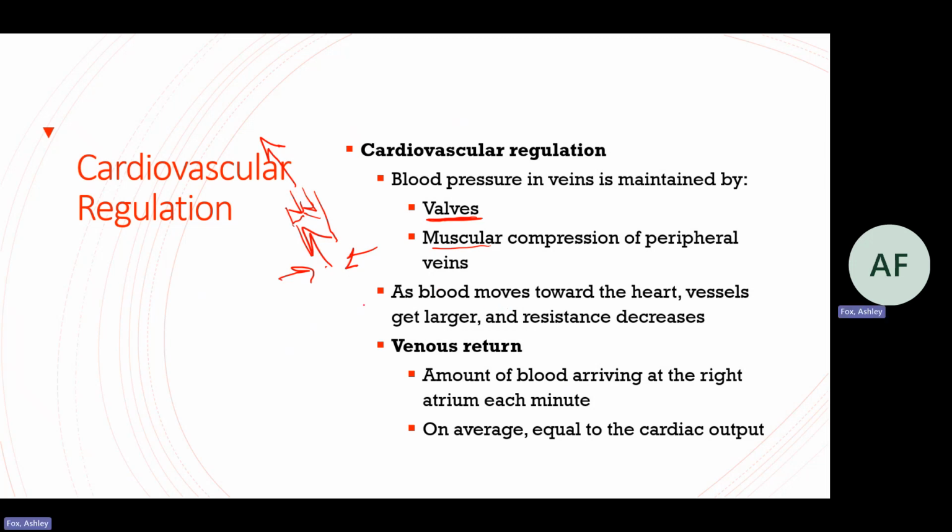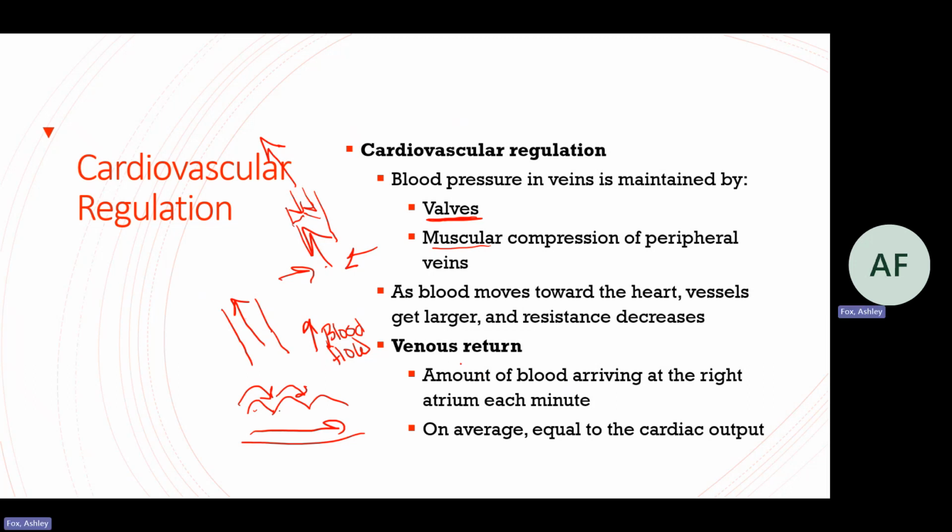As blood is moving towards the heart, remember veins are going from smaller to bigger. We're going to talk about resistance a lot coming up. Resistance is going to decrease because you're going to have a wider diameter, and like I said, I'll explain that coming up. So there is going to be an increased chance of blood flow because you have less resistance. Again, remember the speed bumps. If you have less speed bumps or no speed bumps, then you're able to go a lot faster than if you have a lot of speed bumps, then you have to slow down.